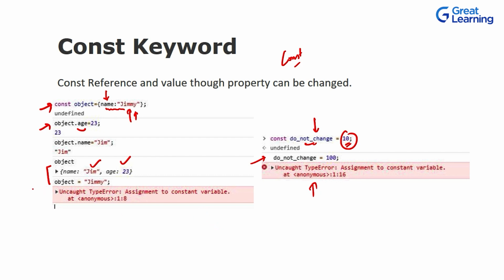But if we try to change the reference of the object, that means setting the object equal to Jimmy, we cannot do it because it's a constant object. It is declared with the help of the const keyword. So in a nutshell, you can think of const as something with which you can change the properties of the object, but you cannot change its reference.